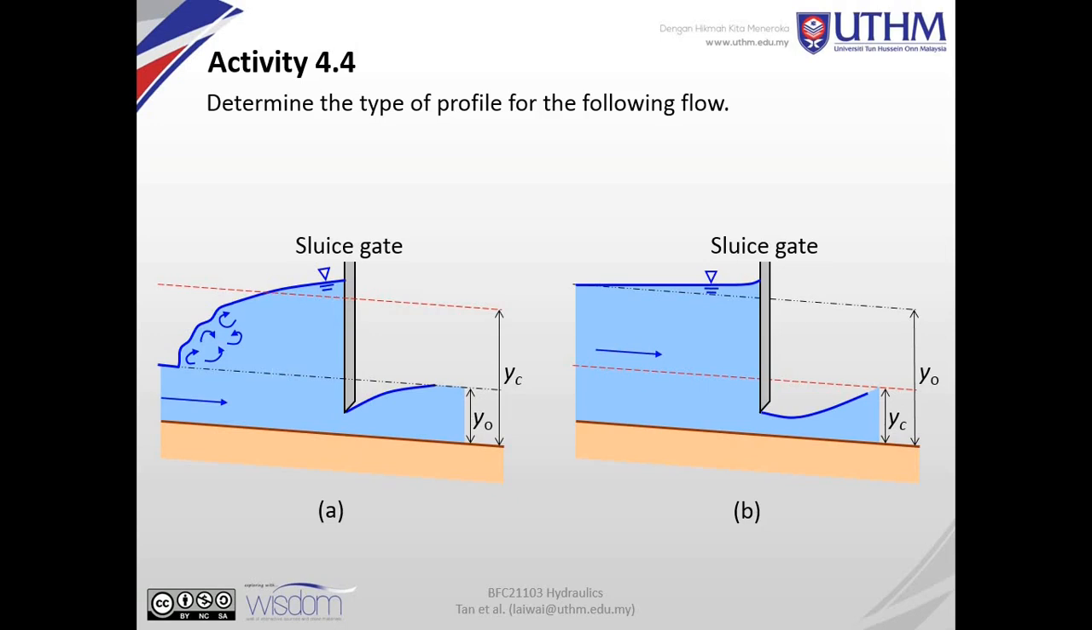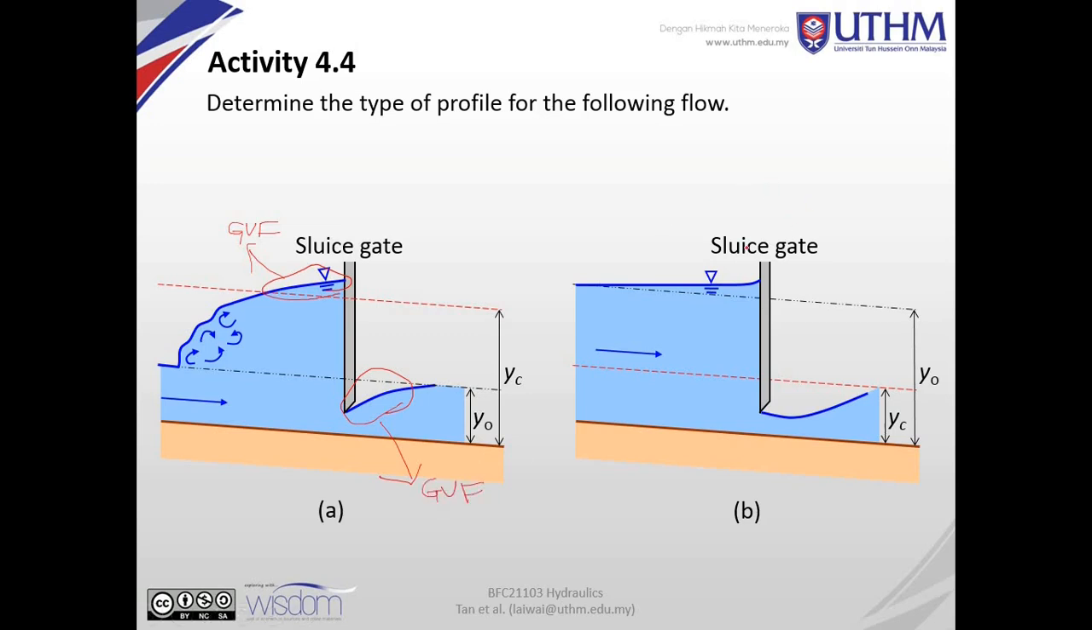The first one is behind the sluice gate. Here we can see the curvature. This is the GVF curvature. So this is GVF, and the other one is after passing the opening of the sluice gate. So we can see this is the curvature. So this is the GVF profile.